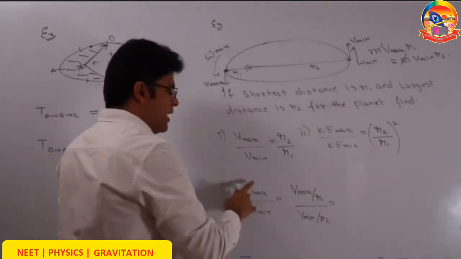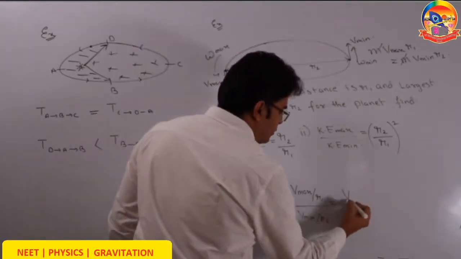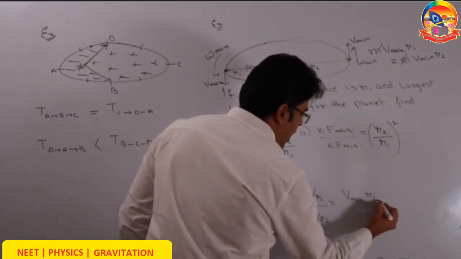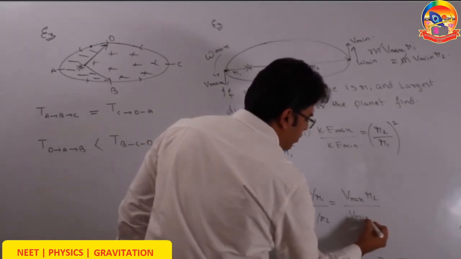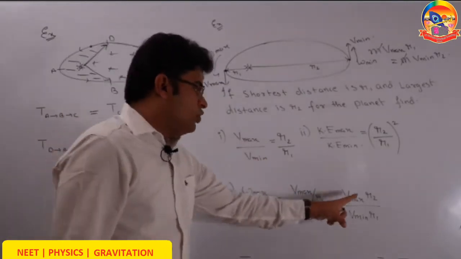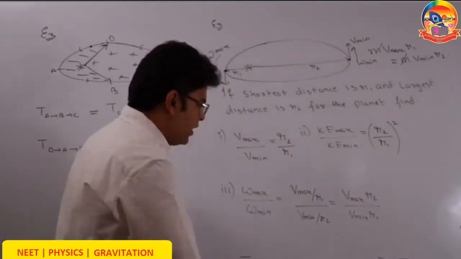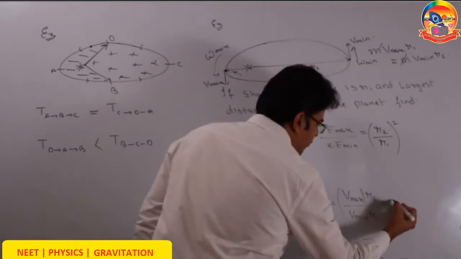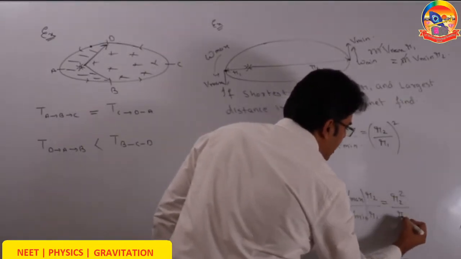So you can write omega maximum to omega minimum as V maximum into R2 upon V minimum into R1. We know that V maximum upon V minimum is also R2 by R1. So here you can write R2 by R1 into R2 by R1. That becomes R2 square by R1 square.